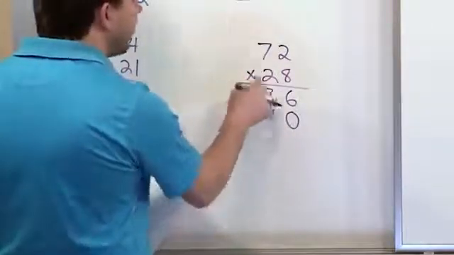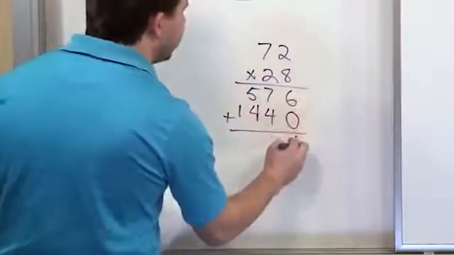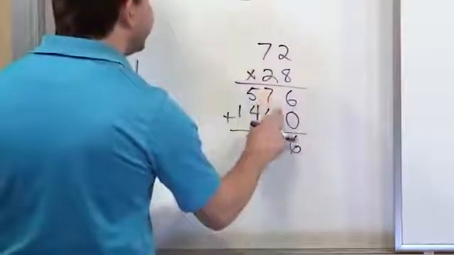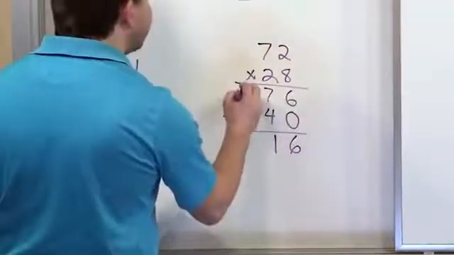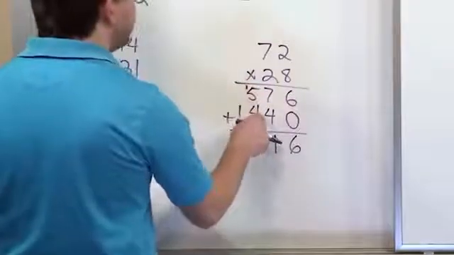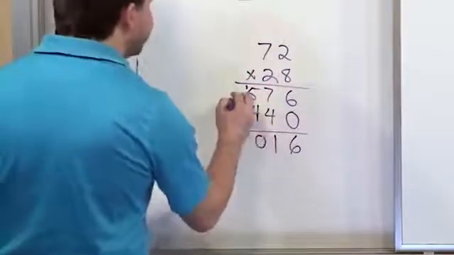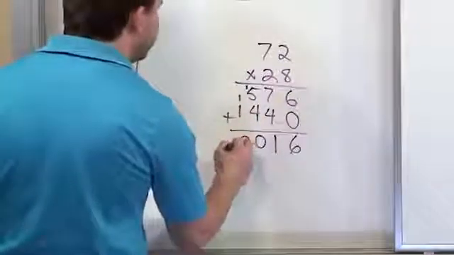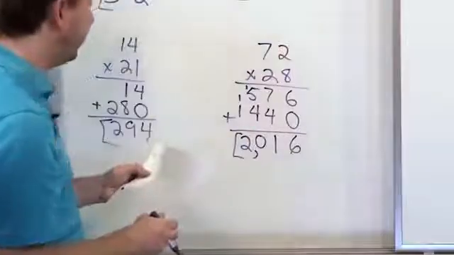And you line everything up under the digits above, and so then you add these and you start at the right. 6 plus 0 is 6. 7 plus 4 is actually 11, so we put a 1 and carry a 1. 5 plus 4 is 9, plus 1 is 10, so we put a 0 and carry a 1. 1 plus 1 is 2. So we get 2016. That is the final answer.